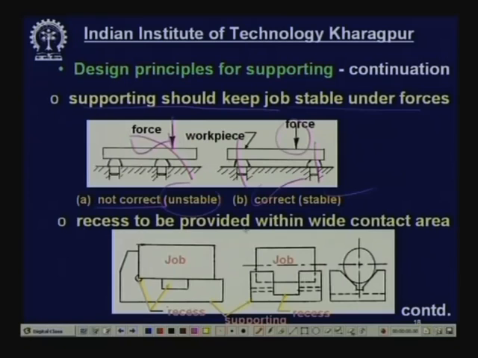Now, a recess is to be provided within a wide contact area. Suppose this is the surface and this is a large job which is supposed to be resting on this surface, but to assure contact here and here, one recess or relief has to be made here. So, that contact here and here is assured and this will be more stable. It is also true for holding long jobs on V blocks. There should be one recess. So, the contact will be here and here.